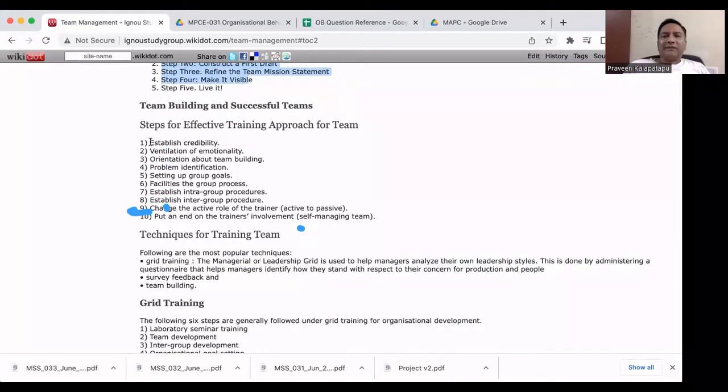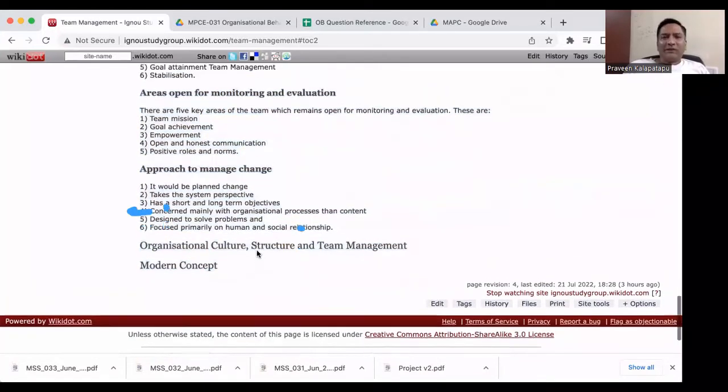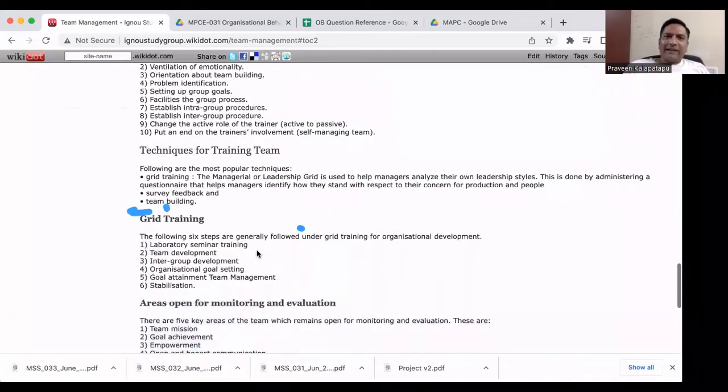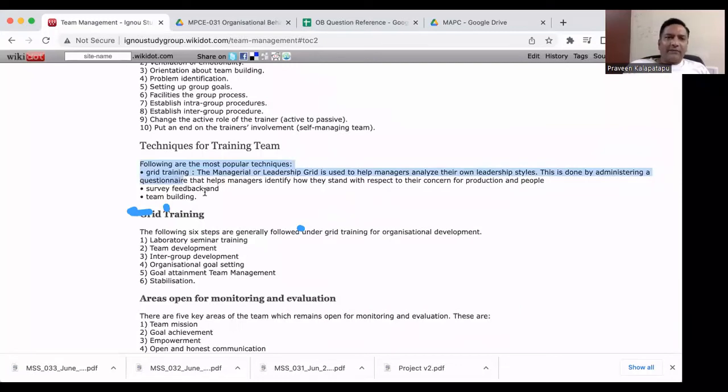So now team building and successful teams, steps for effective training approach for team. From here onwards, this section was never asked. Most of the points are self-explanatory when you read through. The only point which I can probably talk about is the techniques, which might be a little tricky. There are three popular techniques in which you can train the team. Grid training. Grid training is nothing but you are enabling the managers. Basically the leadership is trained so that their leadership styles are honed. Survey feedback. You can conduct a survey, and based on that, get the training of the team done.